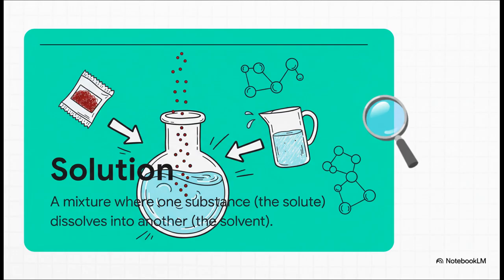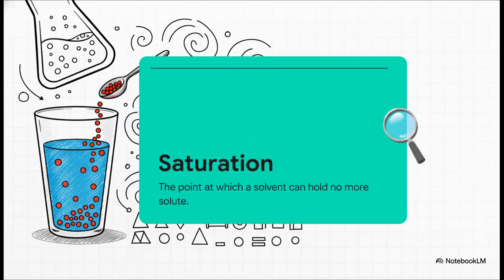Simple as that. But here's the thing, you can't just keep pouring in powder forever, right? There's a limit. At some point, the water is just full. It can't dissolve anymore. We call that point saturation. Any extra powder you add after that is just going to sink to the bottom.